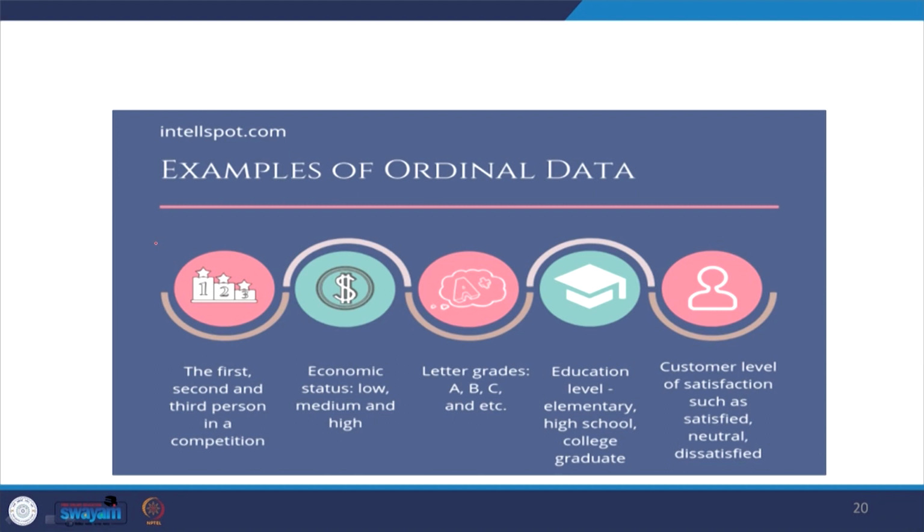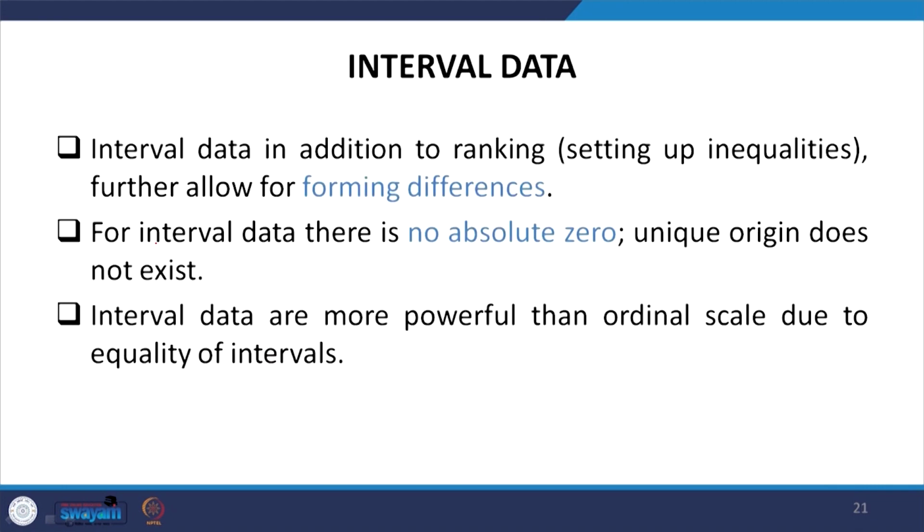Examples of ordinal data are first, second, third position of a person, economic status as I discussed, and so forth. Now, the other two categories are interval and ratio data. Interval data is important because some data are defined to be in interval form, and no absolute 0 is defined so far as interval is concerned. Interval is more powerful than the ordinal scale due to equality of intervals.